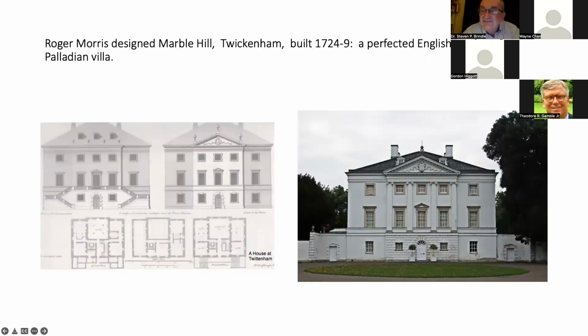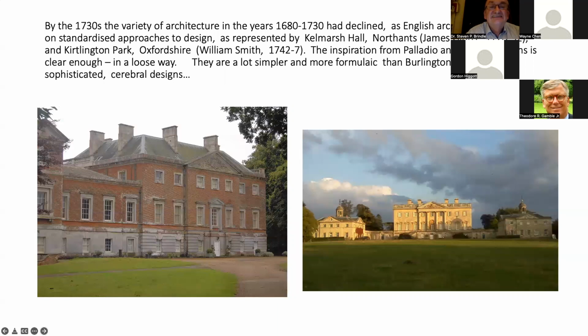And by the 1720s, this kind of purified, refined Roman-inspired architecture, with Palladio's Quattro Libri as an important source, was rising all over England. And we'll finish with a few examples. Here is Marble Hill by a particularly talented architect called Roger Morris. And the next, please. And this is Kelmarsh Hall in Northamptonshire by James Gibbs and Kirtlington Park in Oxfordshire.